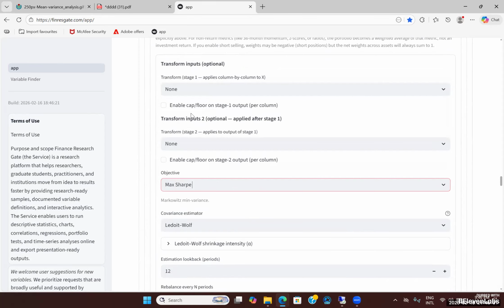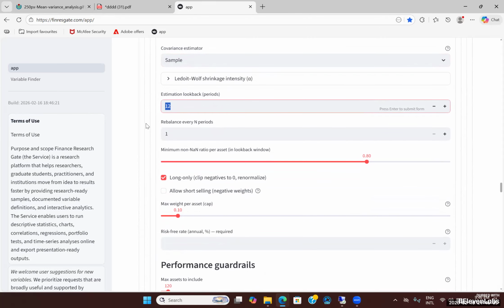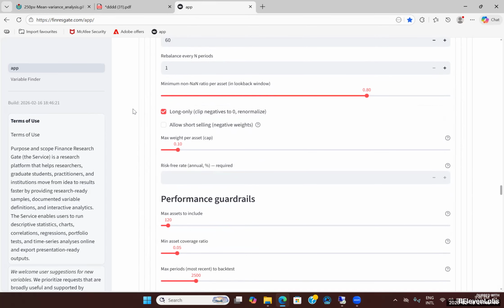And the objective, once again, is to achieve the highest possible Sharpe ratio. We are going to employ the same estimation look-back period, which is set at 60. Following this, we will rebalance our holdings every single month. Therefore, we'll be repeating this entire process, month after month.